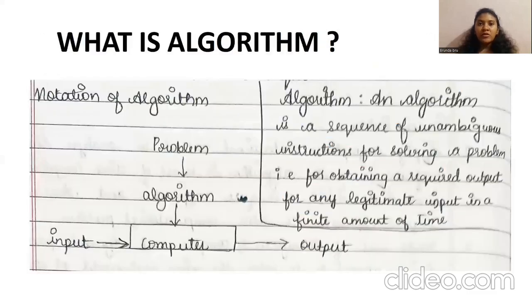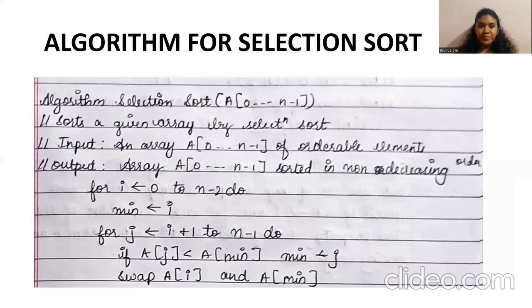Before looking into the selection sort algorithm, let us learn what an algorithm is. An algorithm is a sequence of unambiguous instructions for solving a problem, that is, for obtaining a required output for any legitimate input in a finite amount of time. So the notion of the algorithm is: problem to algorithm, algorithm to the computer. The computer has its input and gives out the output.